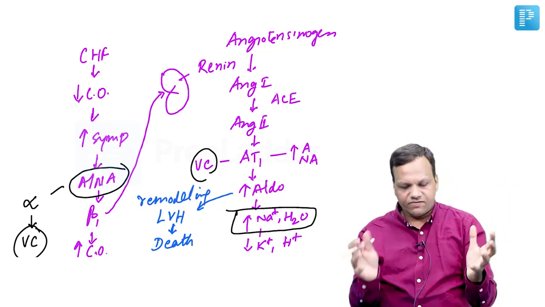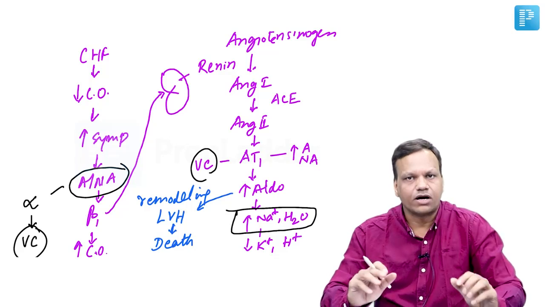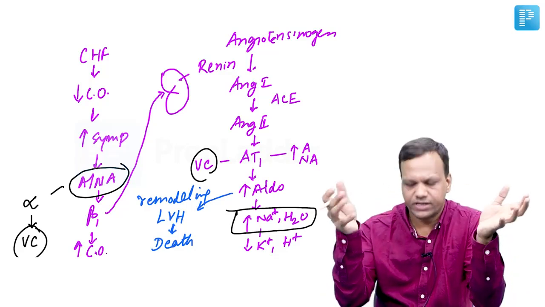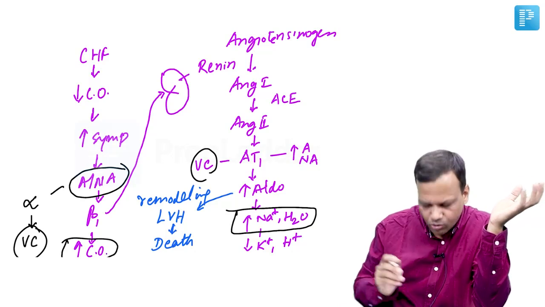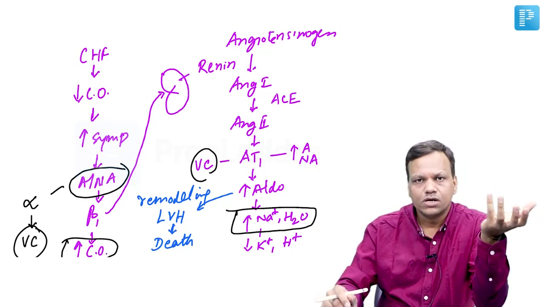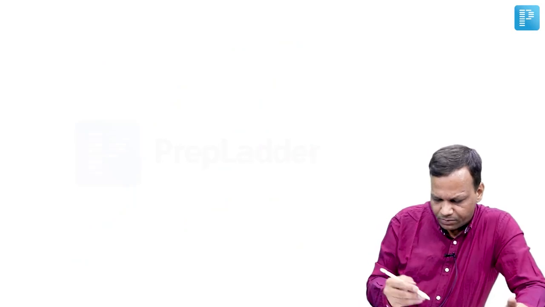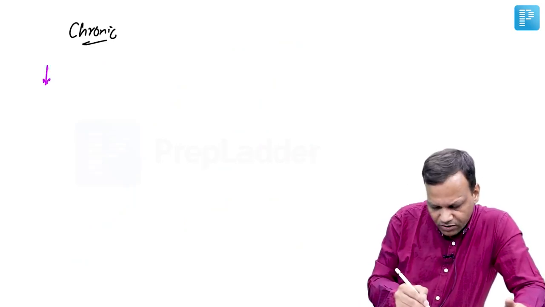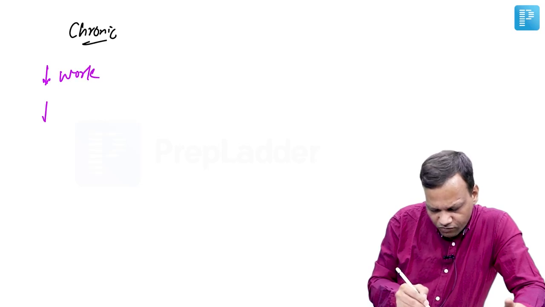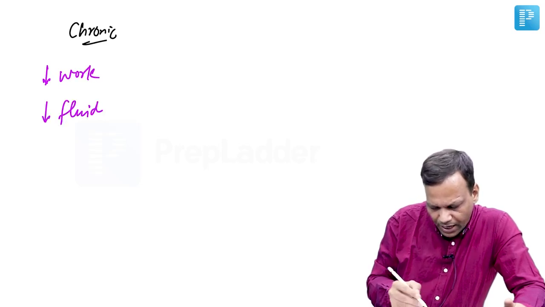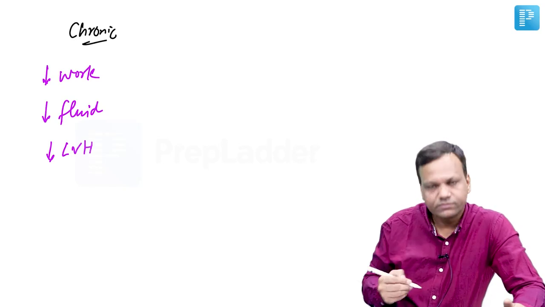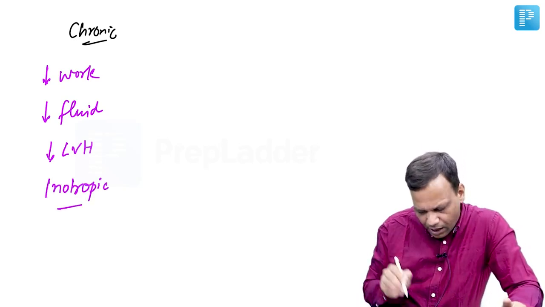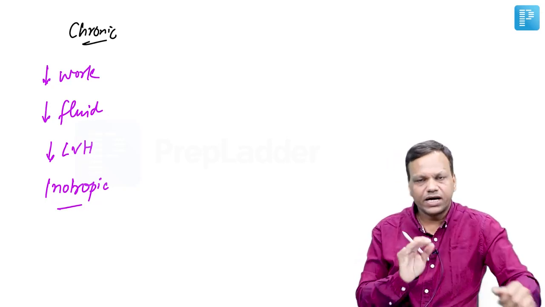So this type of scenario is called chronic CHF or compensated CHF. In compensated CHF, the aim of treatment is totally different. Cardiac output is almost normal, so inotropic drugs do not play that major role. In chronic CHF, the aim of treatment will be to decrease the work of the heart, to remove the fluid which has accumulated, and to prevent left ventricular hypertrophy. And rarely we want to give inotropic drugs, if the output is still not maintained even after compensatory mechanisms.